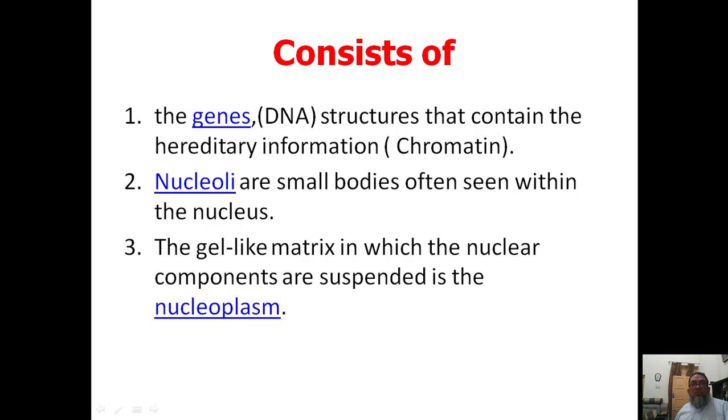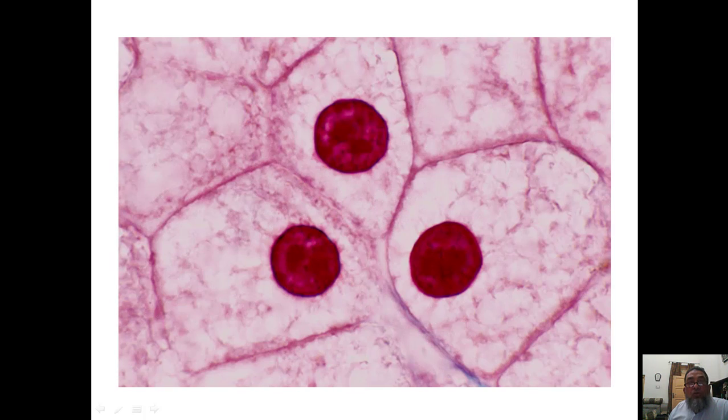Next are the nucleoli, small bodies often seen within a nucleus. These are the site for ribosomal RNA activity. The next is the gel-like material in which the nuclear components are suspended, called the nucleoplasm. Now this is the diagram which will show you the nuclei present in three neighboring cells, enclosed by a cell membrane as well.